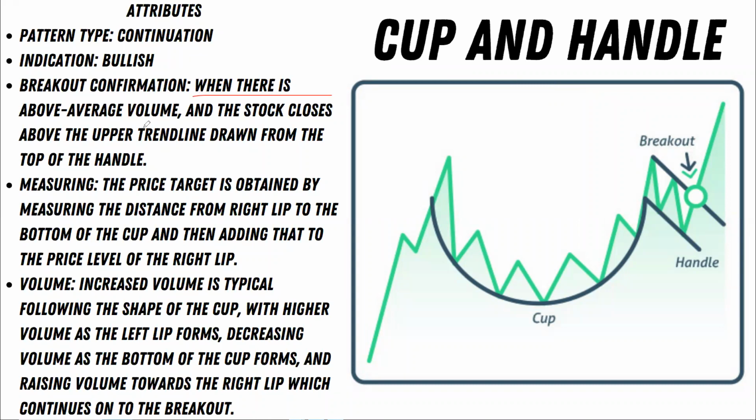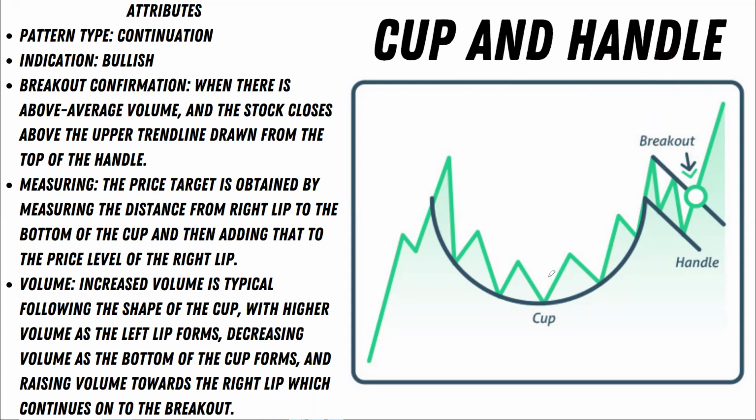Confirmation is going to be when there is above average volume and the stock closes above the upper trend line drawn from the top of the handle. So, once you make your cup, that's going to be the top of your handle right here. And then you're going to have a trend line here at the top of your handle and look for a breakout of that top trend line that you have on your handle. Okay, now when it comes to measuring, the price target is obtained by measuring the distance from the right lip to the bottom of the cup and then adding that to the price level of the right lip. So basically you would do something like this, okay, and you have your cup and you would add that to the breakout, and that's going to be your projected move.